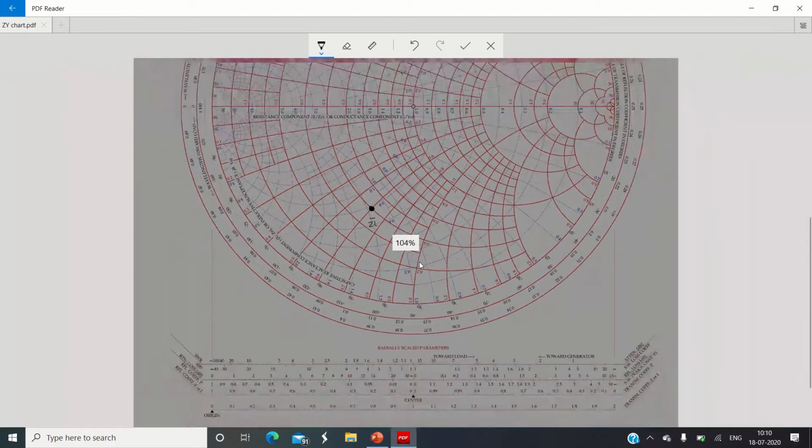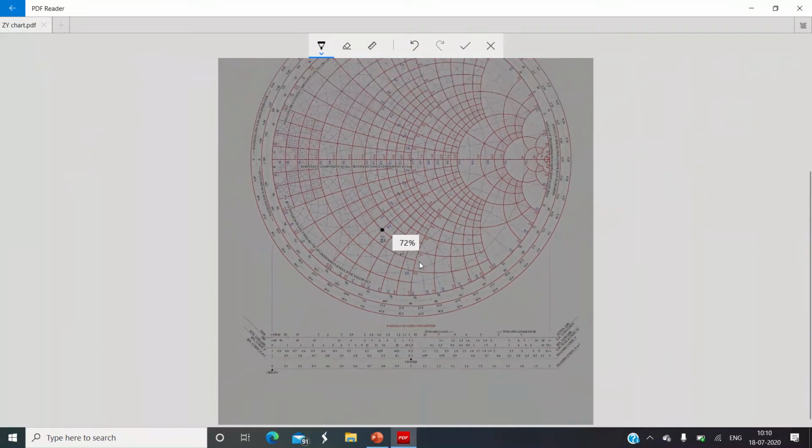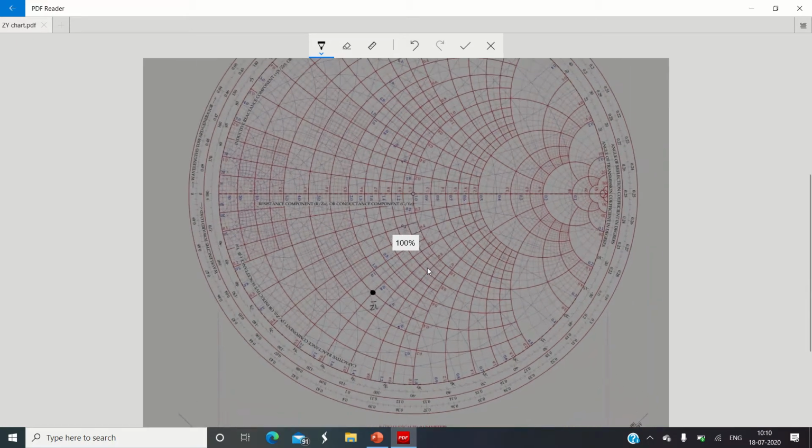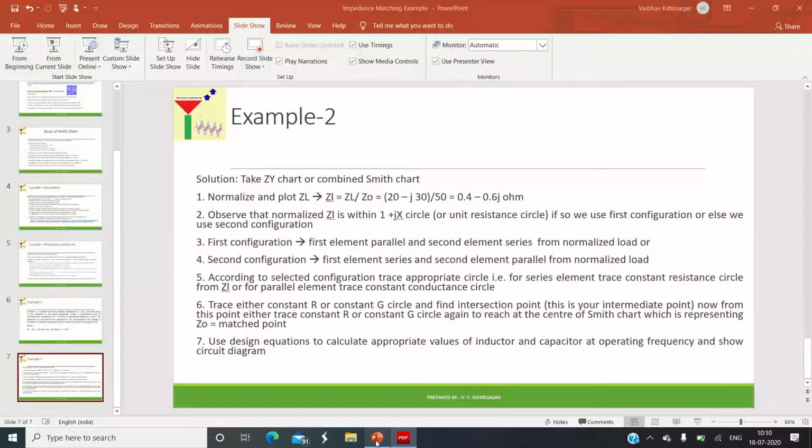Okay, so if you visualize in the Smith chart, if you have done the steps along with me, then you will see that you have successfully plotted the load impedance point into the Smith chart. Okay, so next you need to go to the second step. Observe whether the normalized value of load impedance is located inside the 1 plus jx circle, which is also known as the unit resistance circle.